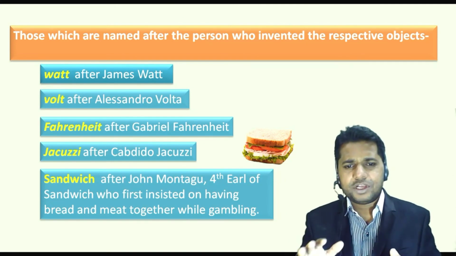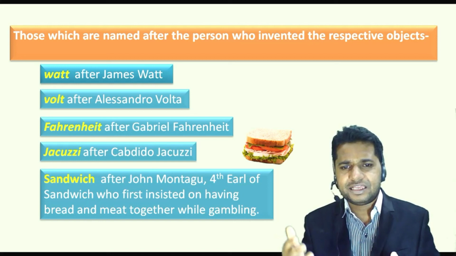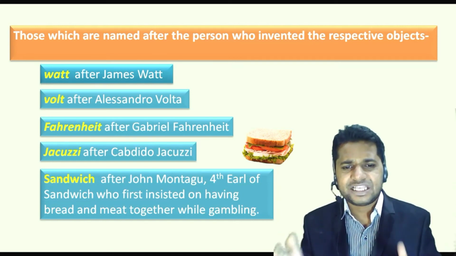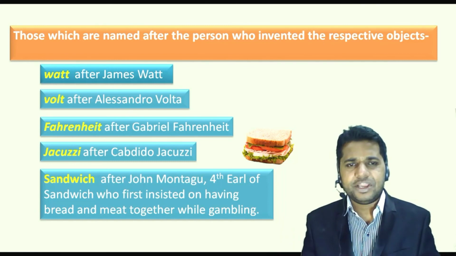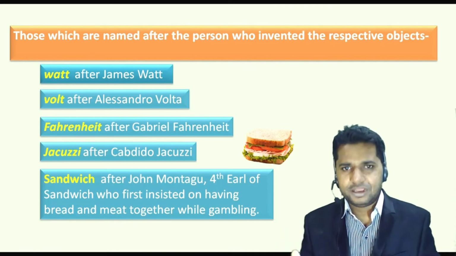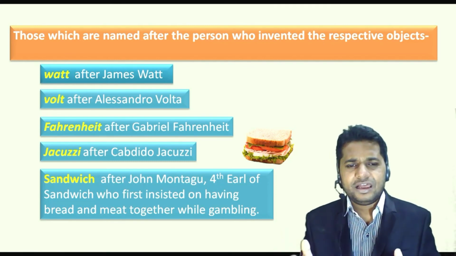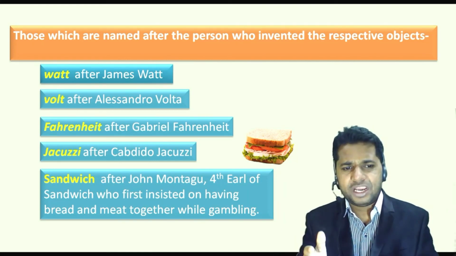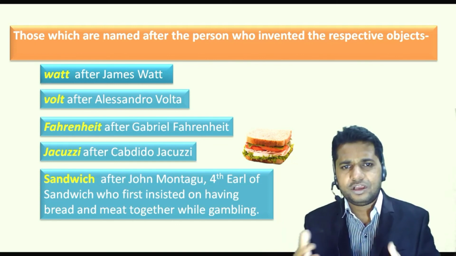Because of this noble rank, this object was called sandwich, and he for the first time insisted on having bread and meat together while gambling. So when he was gambling, he for the first time insisted on having bread and meat together to eat. So it was called sandwich.